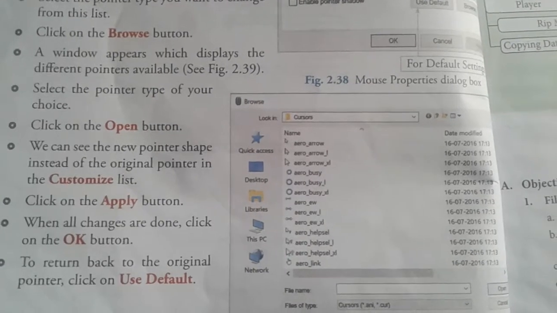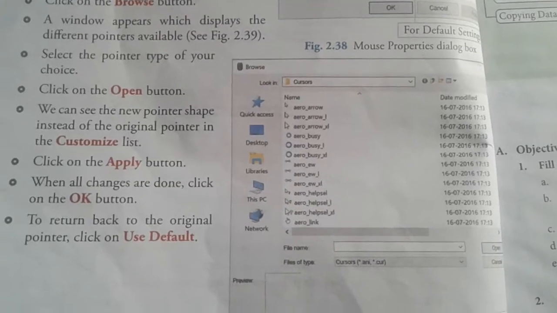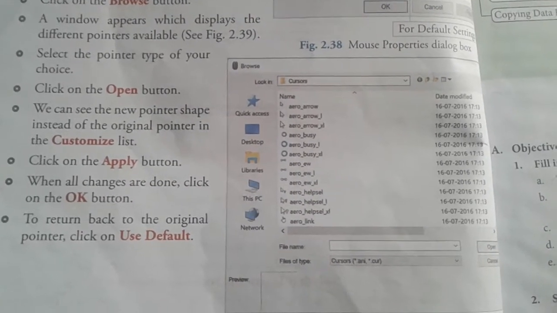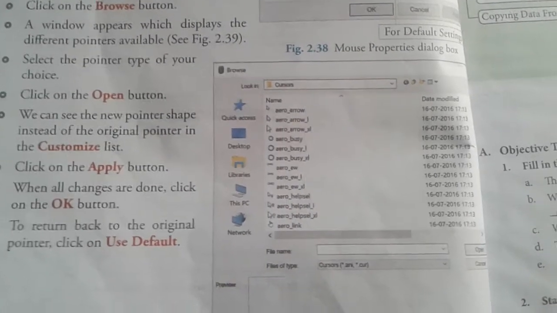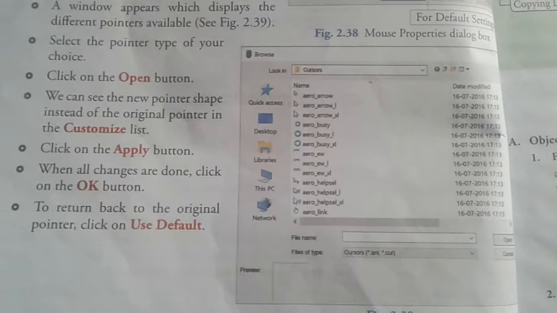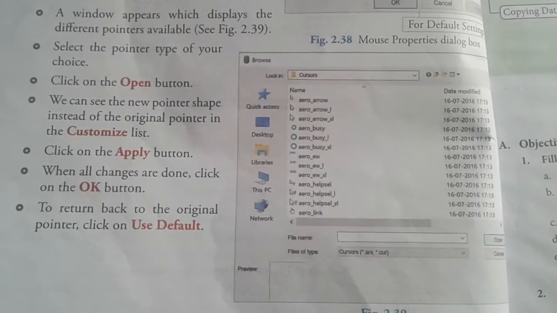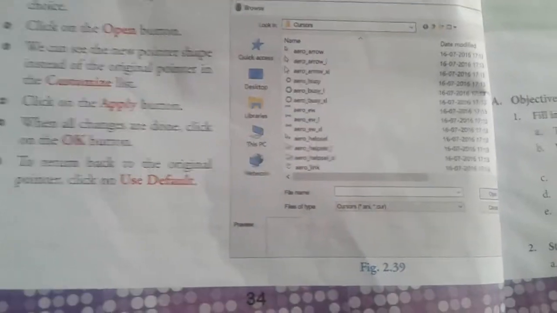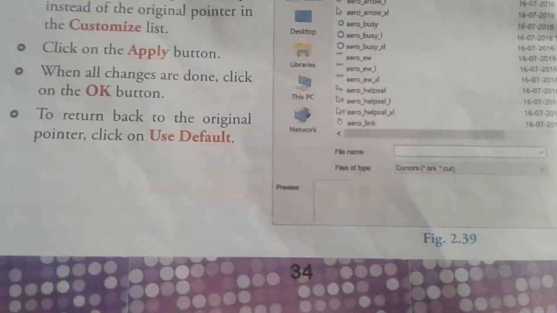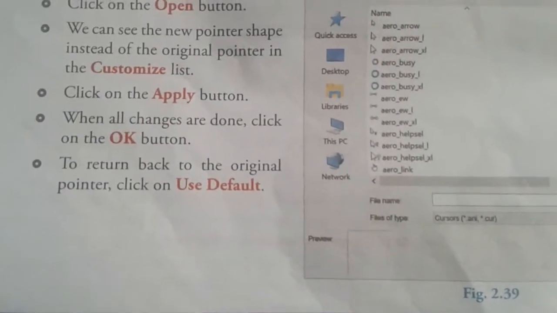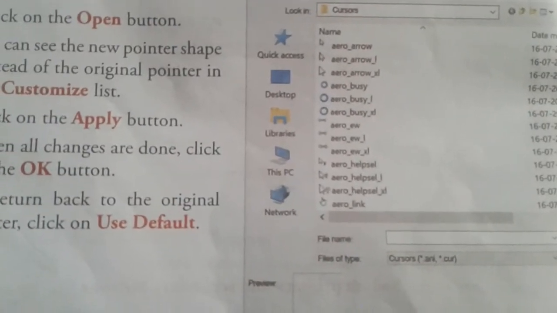We can see the new pointer shape instead of the original pointer in the customized list. Click on the apply button. When all changes are done, click on the OK button. When you have done the changes, after that you have to click on the OK button. To return to the original pointer, click on use default. Whenever you click on use default, the pointer from before automatically gets restored.